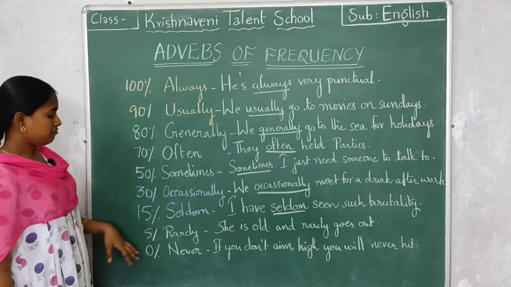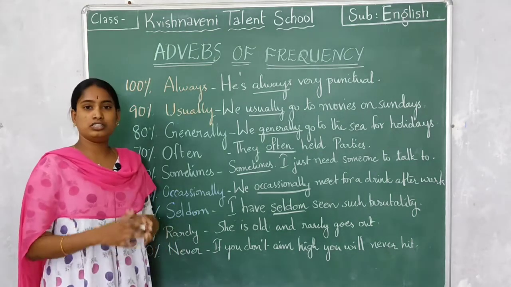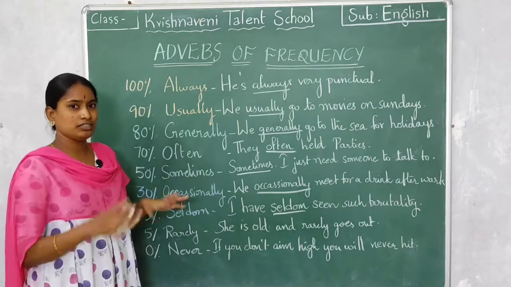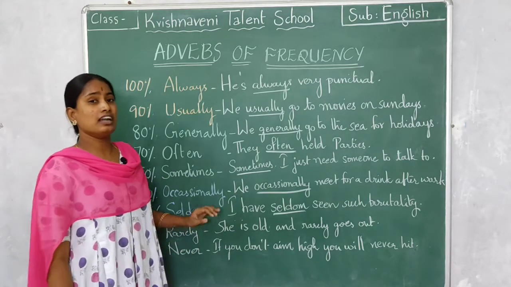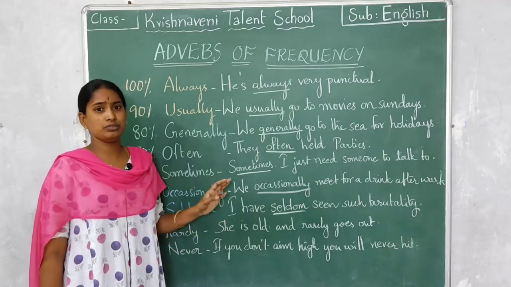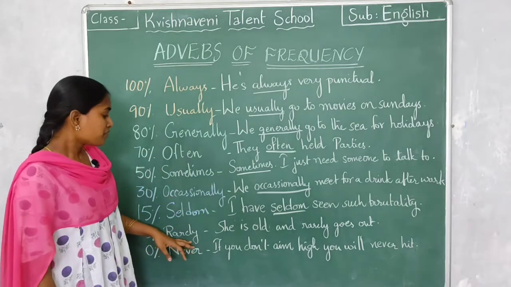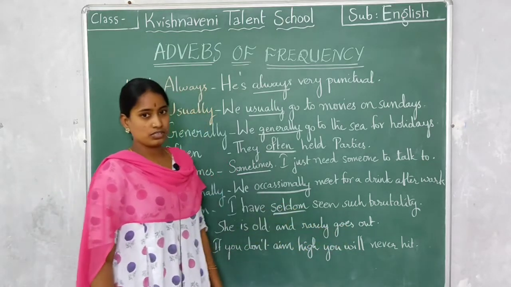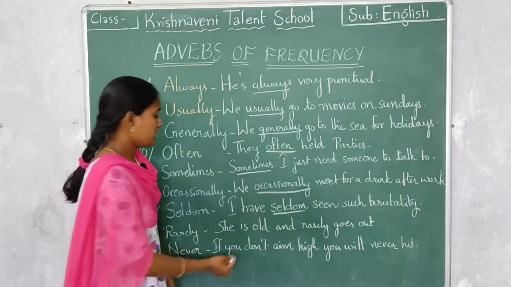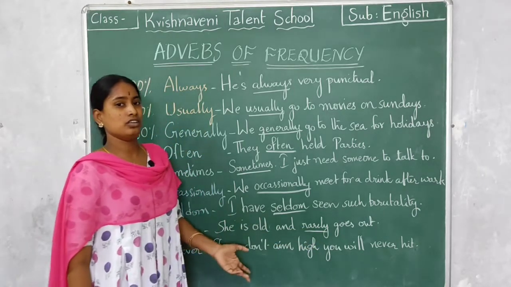Next we have 5% frequency. It's almost equal to 0. You almost never do that. At that time we should use rarely. Rarely means maybe once in 5 years, like that. She is old and rarely goes out. She can't go out as she is old. So that's why she rarely goes out.